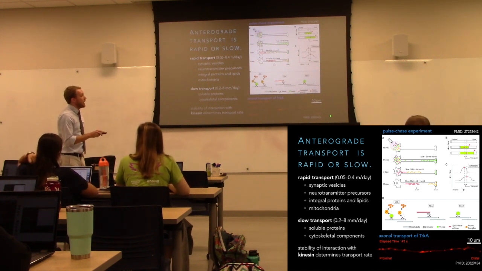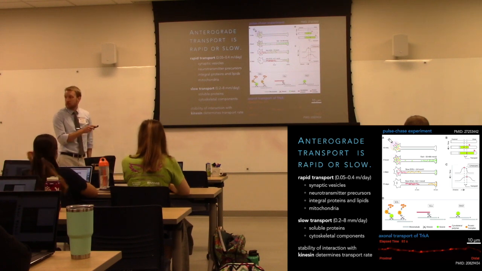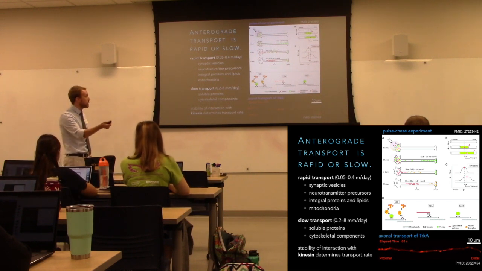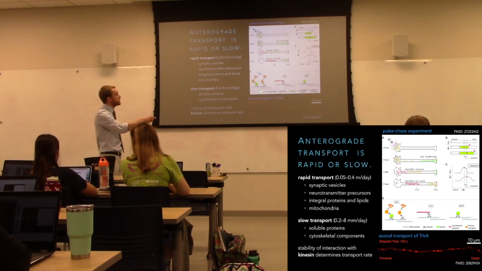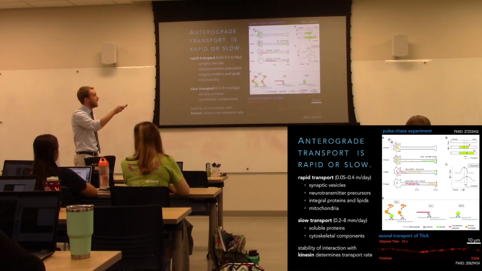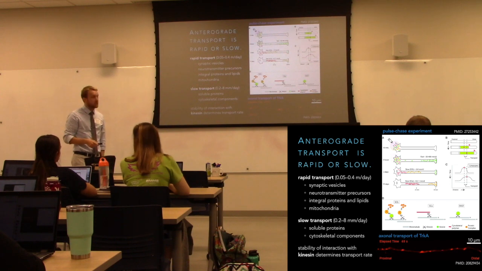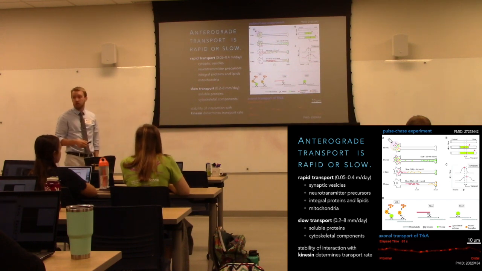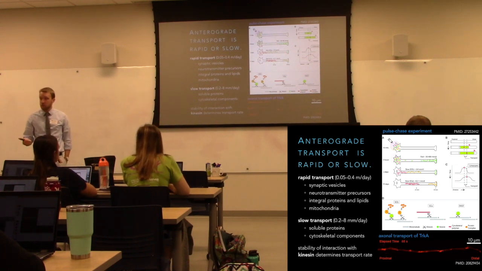This is a more modern day approach to seeing this, and you can see both retrograde and anterograde transport. Here's how we originally figured all this out. This is a pulse chase experiment where you put on some radioactive amino acids, do it in a few hours. These will get incorporated into newly made proteins and shuttle down the axon.